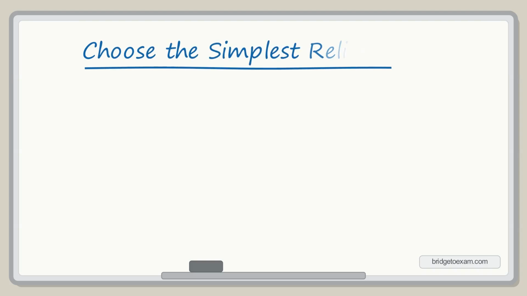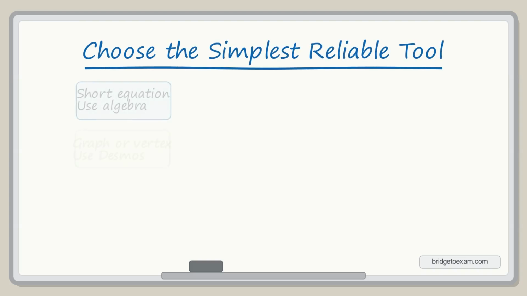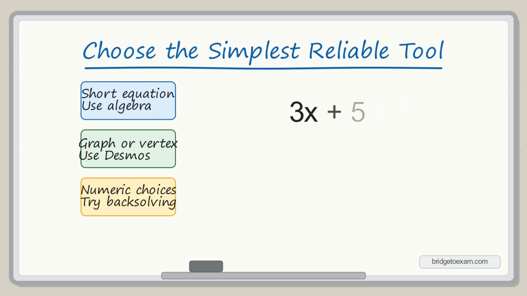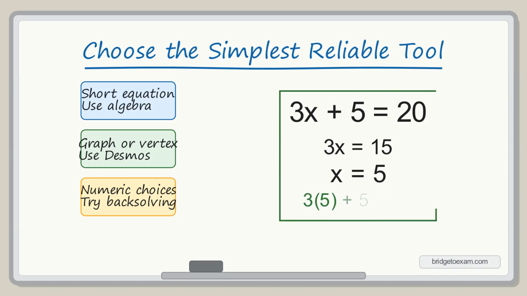The built-in Desmos calculator is available on every math question, but you do not have to use it every time. The best tool is the one that gets a reliable answer with the least setup. For example, 3x + 5 = 20 is faster by algebra. Subtract 5 to get 3x = 15, then divide by 3. The answer is x = 5. Graphing would work, but it adds time here.